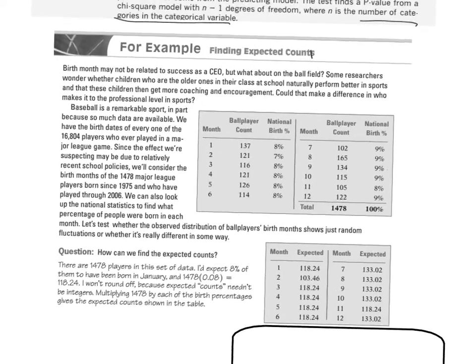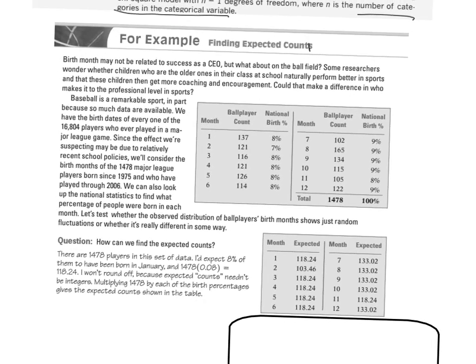Okay, I'm going to have you take a minute and just pause the video again. I want you to read through the scenario. They're talking about birth month and, excuse me, related to being successful as a CEO. And then they also want to figure out if that's related to baseball. So I want you to read through and just see the scenario. It says, well, how can we find the expected count? So basically they're having you look through and see how they figure out the expected numbers, and I'll go through that in a second. But just pause the video and read first.